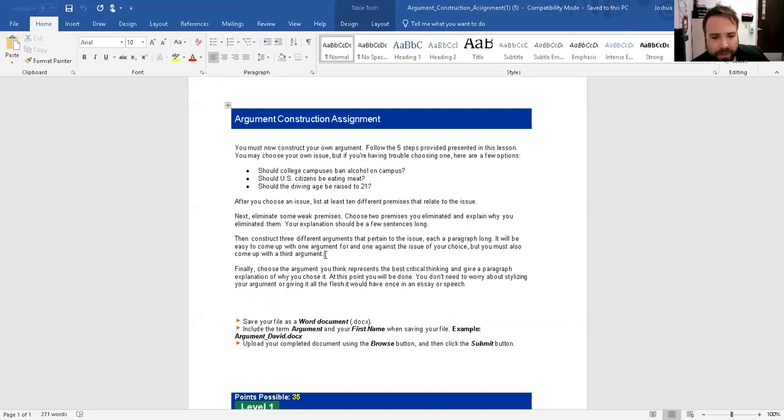After you've written those 3 paragraphs, your last step of this assignment is to write 1 final paragraph where you look back at your previous 3 paragraphs and think about which one represents the best critical thinking, and then write a short paragraph explaining why that represents the best critical thinking. So you would say something like, paragraph 3 was the best critical thinking because it made the best use of examples and cited research. The ideas built logically on one another.